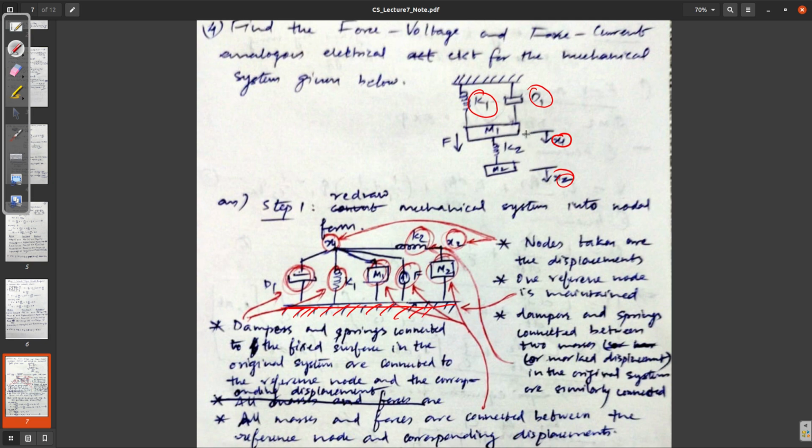And the mass, it is at M1 that we are finding X1, right? We are taking X1, so the mass is also connected to X1. Since these are connected to M1 and we are taking X1 here, one end of these are also connected to the node X1. At this side, the mass is connected to the ground or the reference node. The force here is also connected at one end to here, the other end to the node where it is being applied.